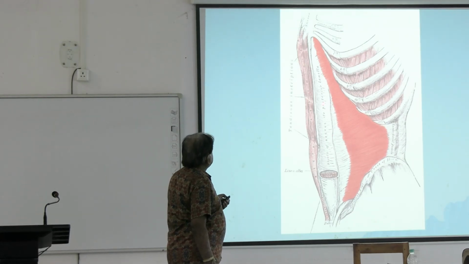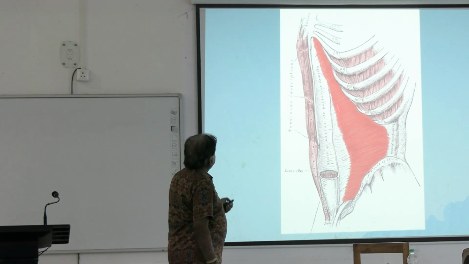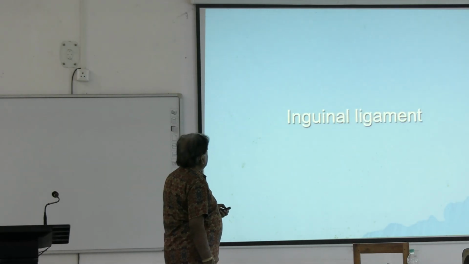Now, this is the sheath of the rectus. This is the linea alba. This is rectus abdominis muscle. Now you can see the total picture. Inguinal ligament.